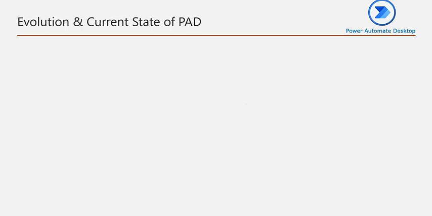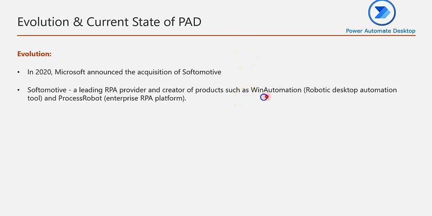Let's learn about its evolution and current state. How Power Automate Desktop evolved. In the year 2020, Microsoft acquired a company called Softomotive, which already had WinAutomation as one of its RPA tools, a robotic desktop automation tool, and ProcessRobot as an enterprise RPA platform. So Microsoft acquired this company, and then on top of it, it built the Power Automate Desktop tool.